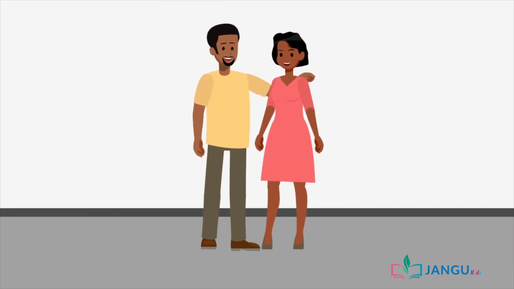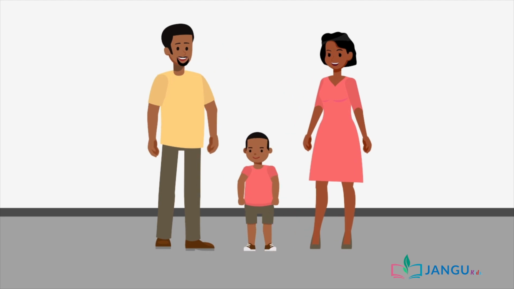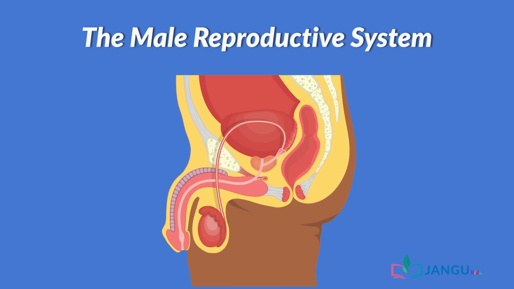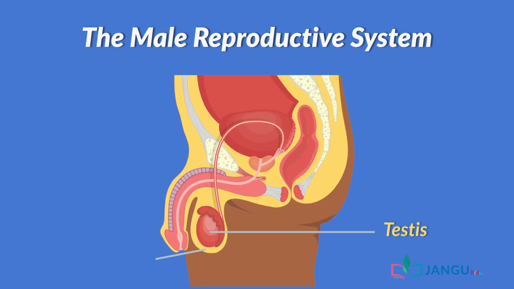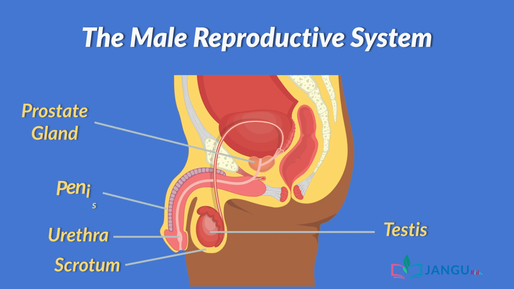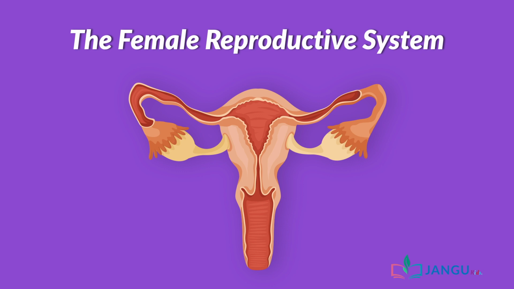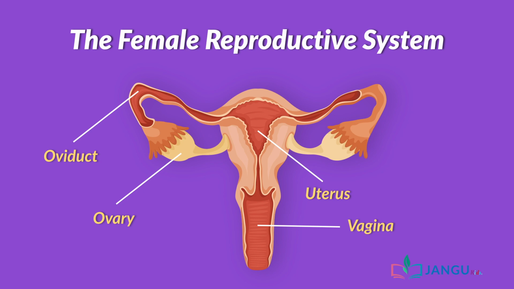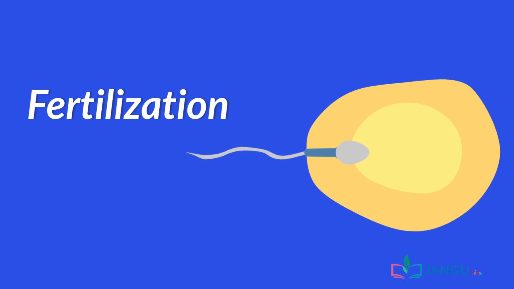Reproduction is the process by which living organisms produce their young ones. The male reproductive system consists of the testes, scrotum, prostate gland, urethra, and penis. The female reproductive system consists of the ovaries, oviduct, uterus, and vagina. We also learned that fertilization is the union of the sperm and the egg.